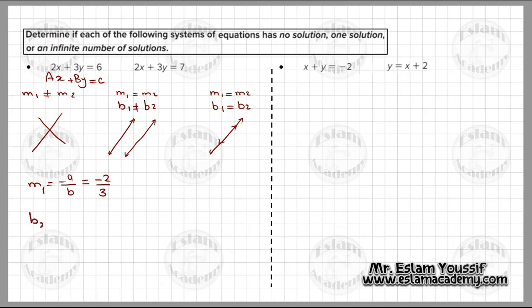The y-intercept will be equal to c over b. Here c is equal to 6 and b is equal to 3. So it will be 6 over 3, which equals 2. Now we have the first slope and the first y-intercept.